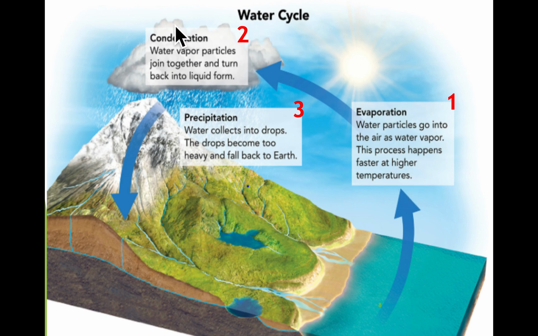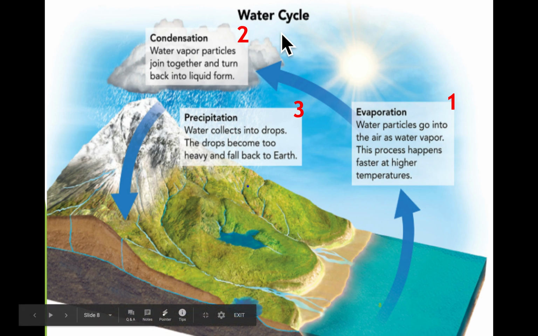The next part of the process is called condensation. Water vapor particles join together and turn back into liquid form. So they've turned into water vapor particles in the air, and then they join back together and they turn back into liquid form. And precipitation is the last process, making our circle complete for the water cycle.